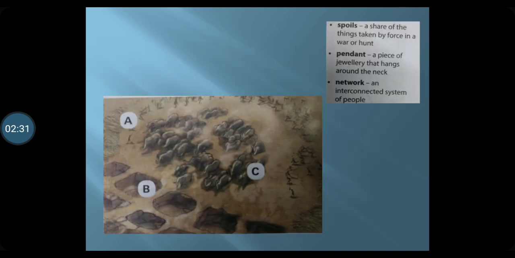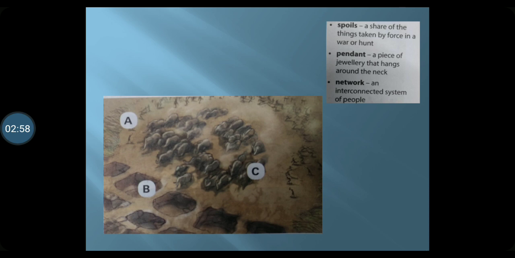Let's quickly look at the new words. Spoils is a share of the things taken by force in a war or hunt. Pendant is a piece of jewelry that hangs around the neck. And a network is the interconnected system of people. Hunting provided meat, ivory, fur, and skin for trade. The chief decided who would get the spoils from the hunt. He also claimed part of the spoils for himself.